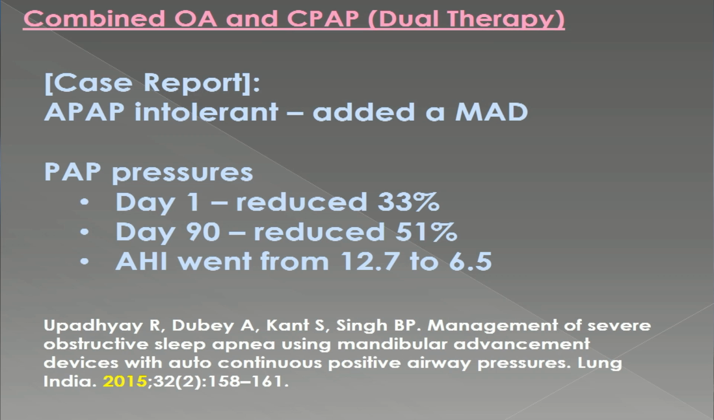This is 2015. Alpadhe just did a case report. The fact that I'm reviewing a case report underscores the need for more research on this subject. But this case report was a patient who was intolerant to APAP, which is the auto PAP, and all he did was add an MAD. When he did that, the PAP pressures the first day were reduced 33%. And after 90 days, it was reduced by almost 50%. The apneic index went from 12.7 to 6.5, cut in half.